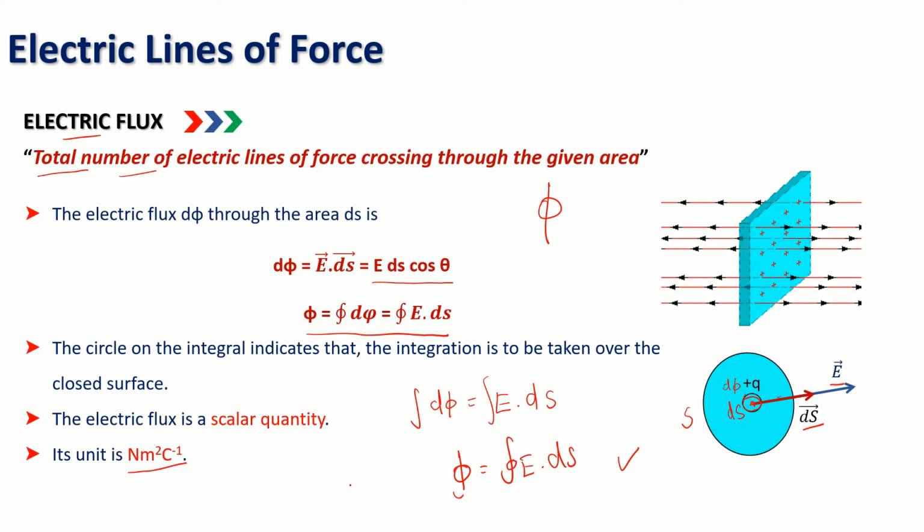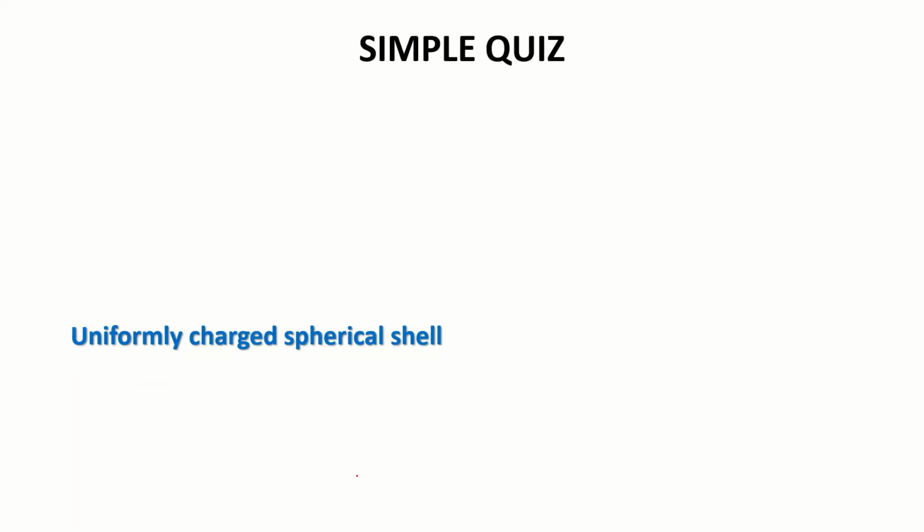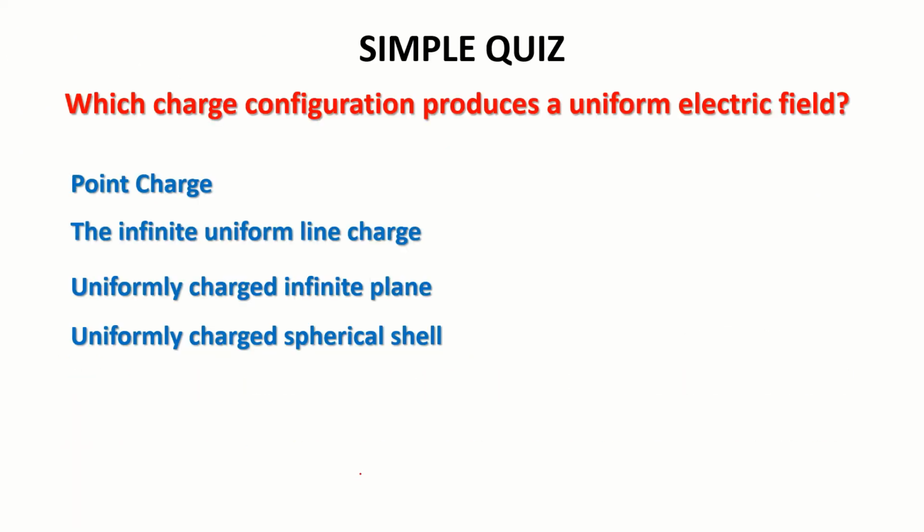Okay. So based on this, now we are going to see one simple quiz. It's a very simple quiz. Which charge configuration produces a uniform electric field? There are four options given: point charge, infinite uniform line charge, uniformly charged infinite plane, uniformly charged spherical shell. Consider the four charge configurations. Now we have to get the uniform electric field.